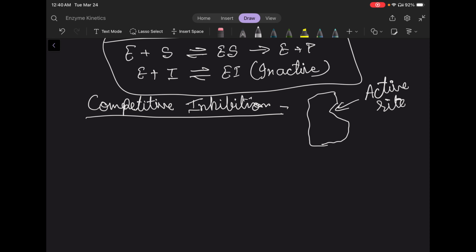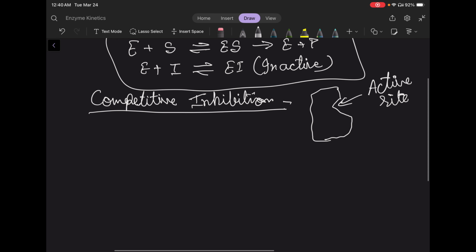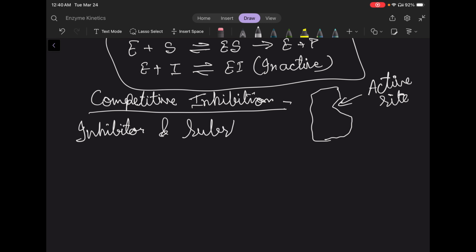In competitive inhibition, the inhibitor and substrate both bind the same site. Sometimes the inhibitor mimics the substrate and fights for the active site of the enzyme, because the inhibitor structure is often similar to the substrate.